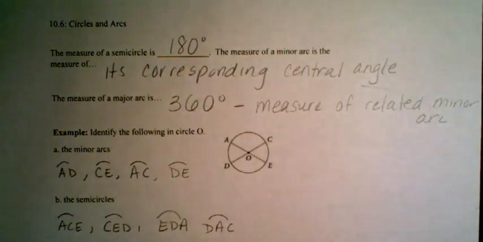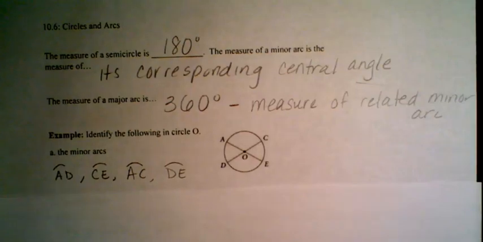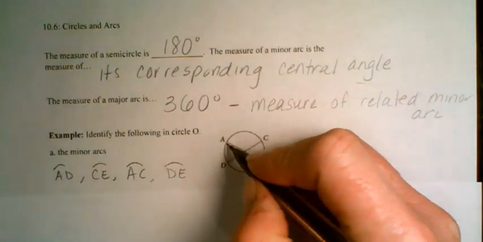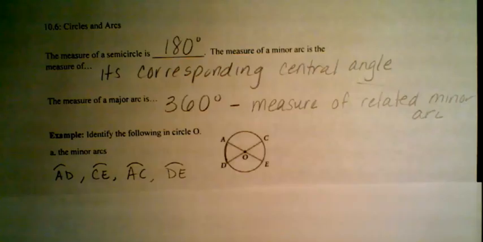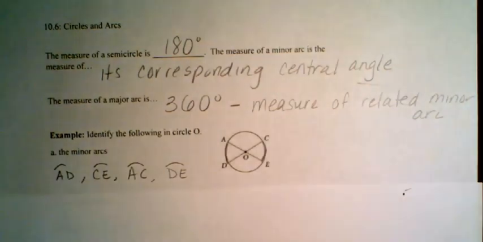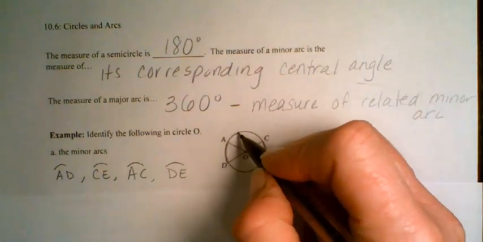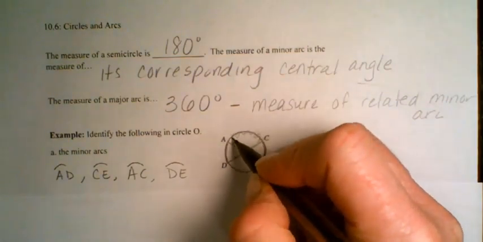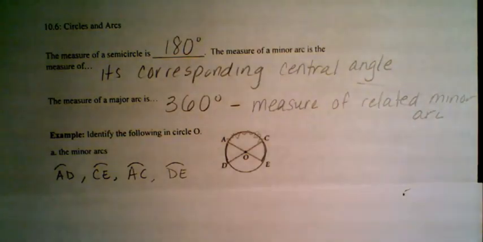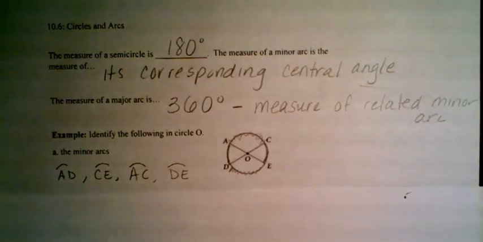Here it says to identify the following in circle O. The minor arcs. The minor arcs are AD, that's less than half of a circle. CE is also less than half of a circle. AC, this part, is less than half of a circle. And DE is less than half of a circle.